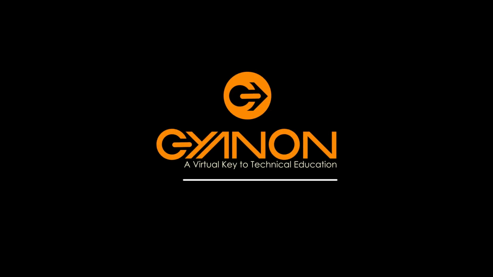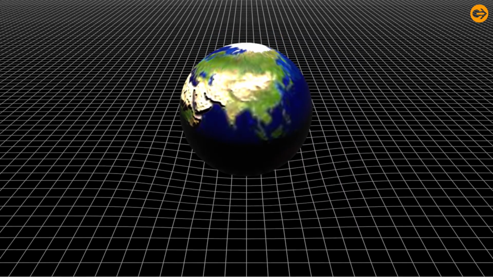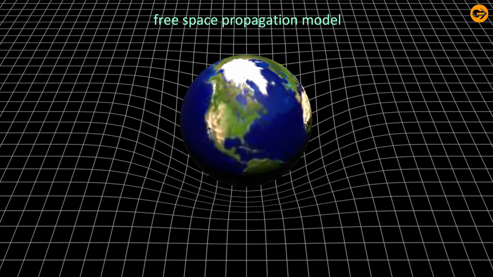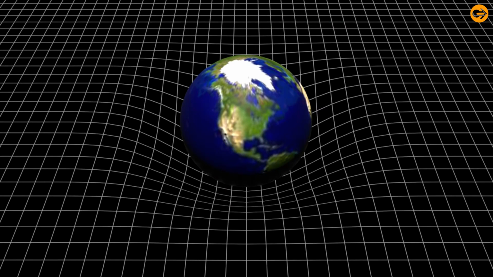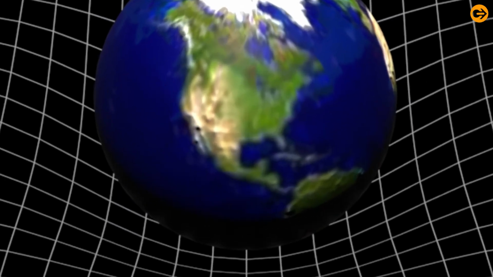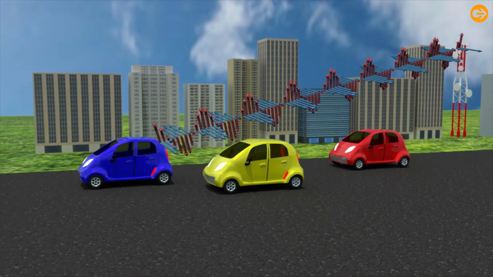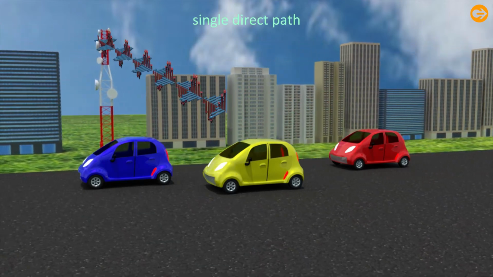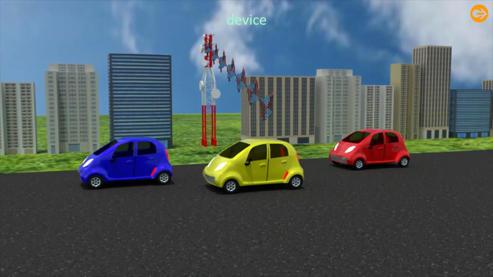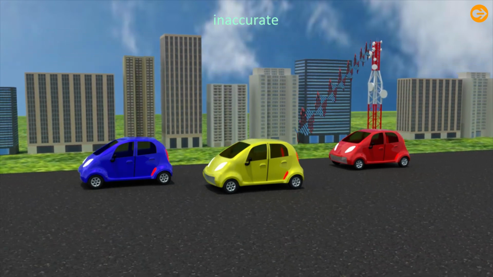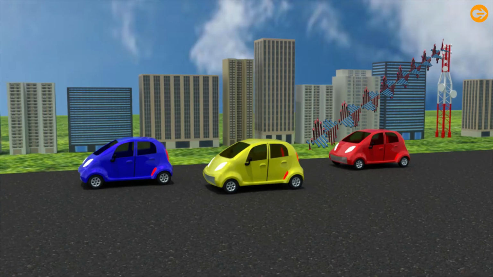Ground reflection or two-ray model. In our previous video lectures, we studied the free space propagation model, which is majorly used for long distance communication and its received power calculations based on LOS. But in case of mobile or radio communication, there lies more than a single direct path between the base station and the device, and hence the free space propagation model becomes inaccurate when it's used in this case.